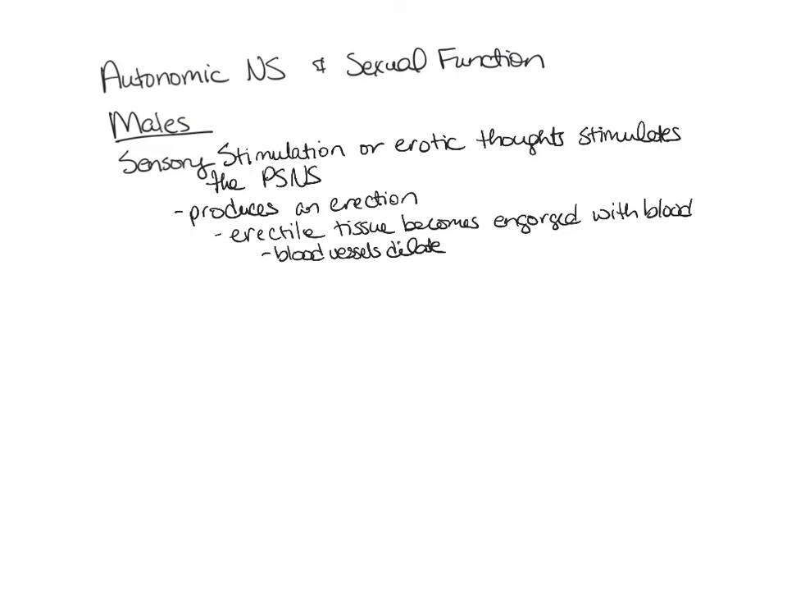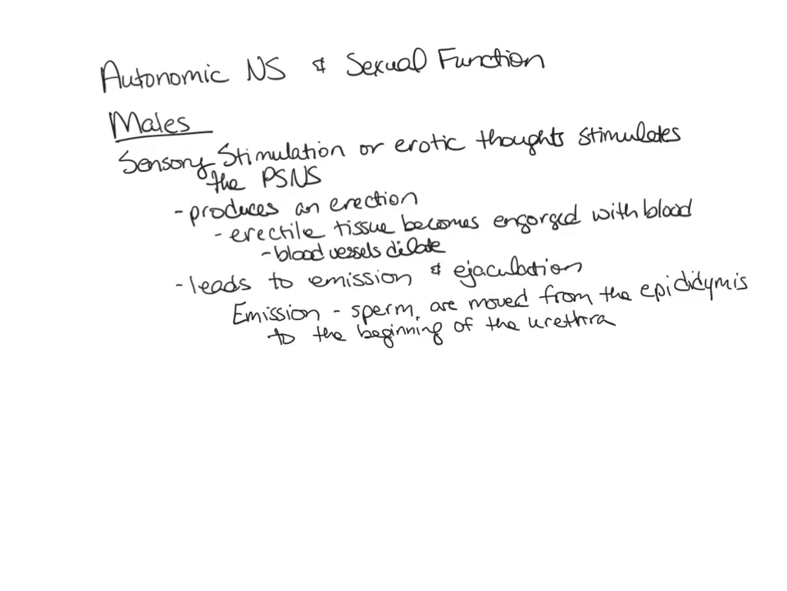Sexual arousal also leads to emission and ejaculation. Ejaculation is the release of the sperm and the semen from the male reproductive system. This ejaculation occurs in two phases. In the first phase, called emission, sperm are moved from the testes and the epididymis, where the sperm are stored, to the beginning of the urethra. The urethra is a hollow tube running through the penis, and this hollow tube transports either sperm or urine. In emission, the tube is transporting sperm and semen to the beginning of the urethra.